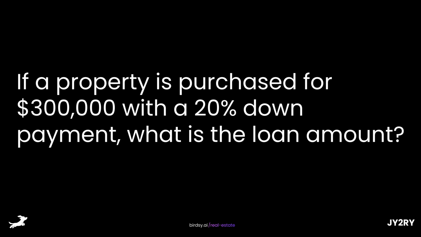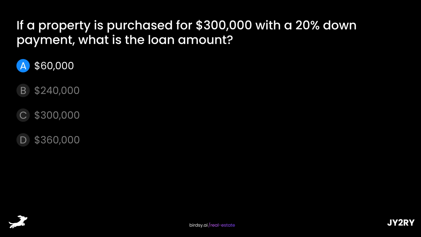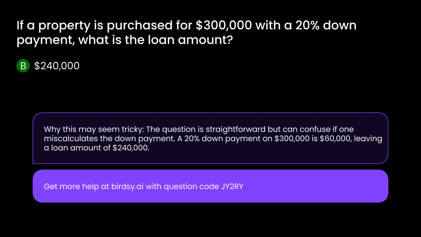If a property is purchased for $300,000 with a 20% down payment, what is the loan amount? Is it A, $60,000, B, $240,000, C, $300,000, or D, $360,000? The answer is B, $240,000. Why this may seem tricky. The question is straightforward but can confuse if one miscalculates the down payment. A 20% down payment on $300,000 is $60,000, leaving a loan amount of $240,000.